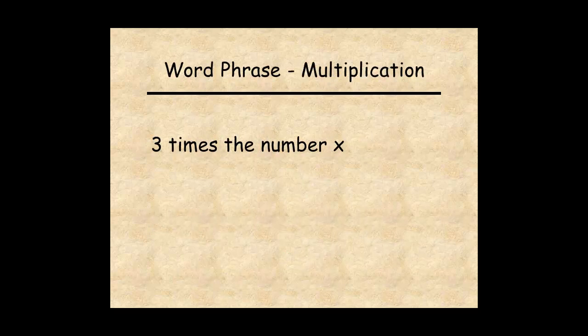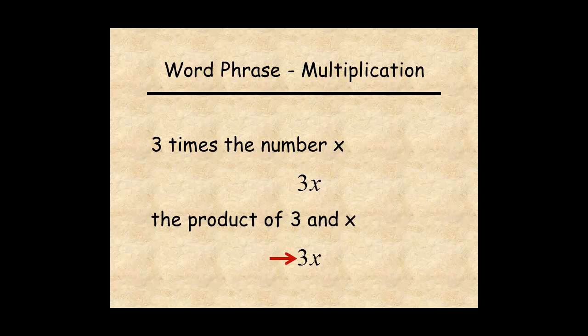For multiplication, 3 times the number x is written as 3x. The product of 3 and x is also written as 3x. There is no multiplication operator here. This is called implied multiplication. Implied multiplication can also be written as 3 parentheses x. And when you use an operator, it's usually a small centered dot.